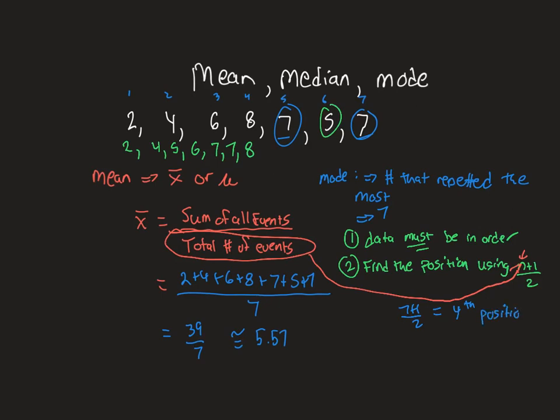position. What does that mean? Well, let's count our numbers. This is the first number, second, third, and finally, fourth. So what was the fourth number? 6. So my median is 6. So let's look at what would happen if this number turned out to be a decimal number.